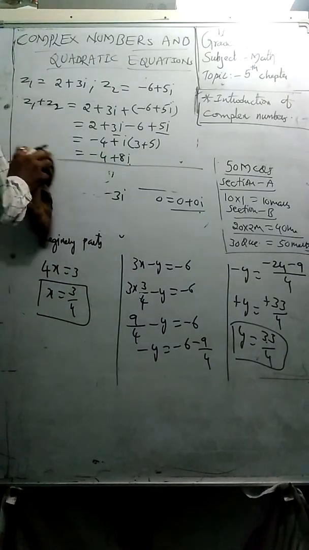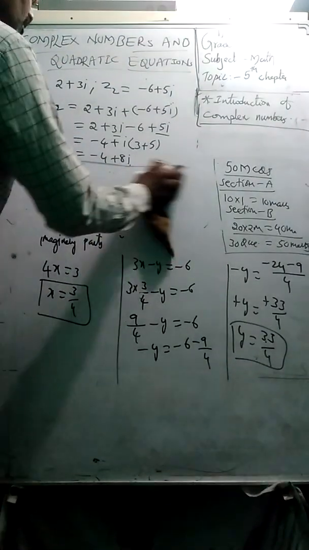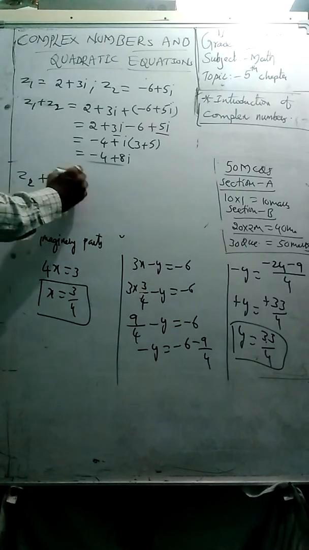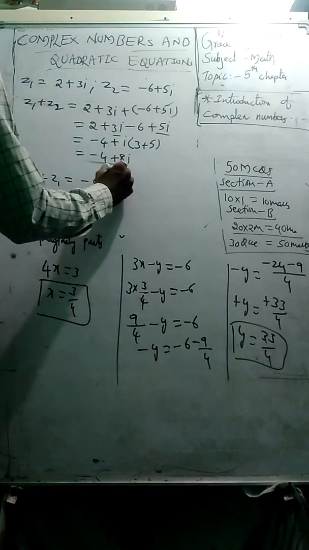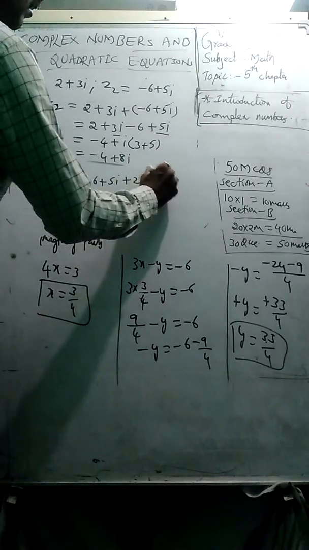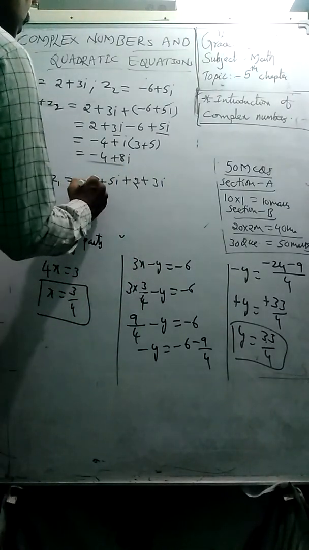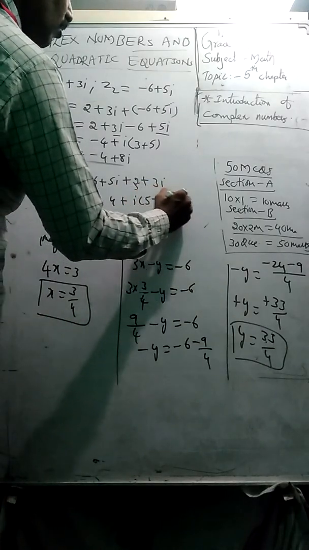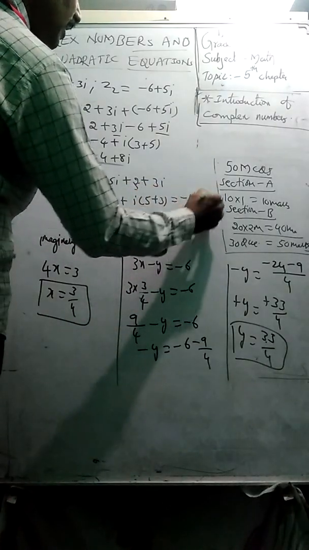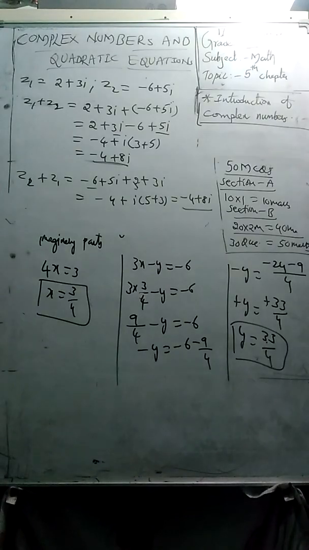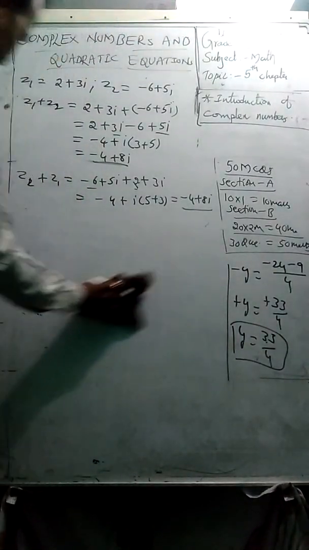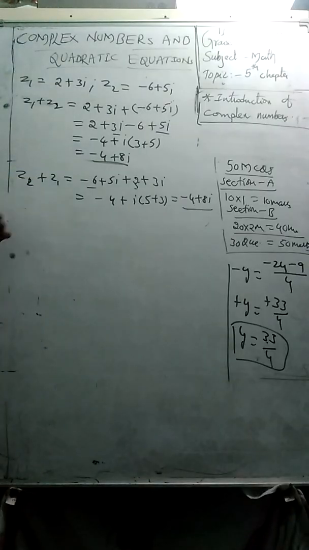If you change the order of complex numbers, the result is the same. Instead of that, z2 plus z1 we have taken: minus 6 plus 2, that is minus 4, and i of 5 plus 3, that is minus 4 plus 8i. Both are the same. So that is the commutative property. Similarly, we can show the associative property. Additive identity, just now I showed. Additive inverse I have shown.